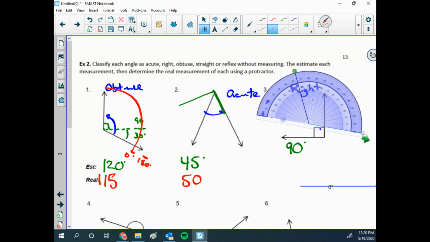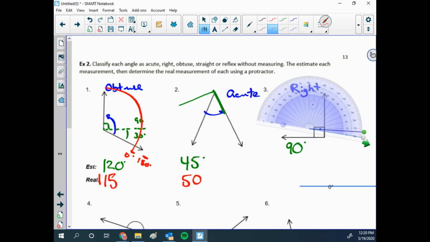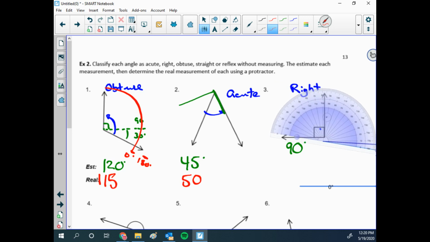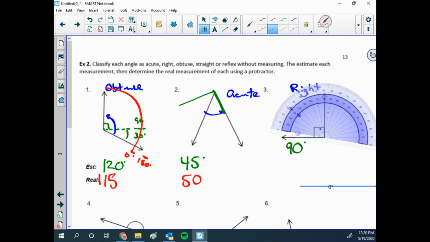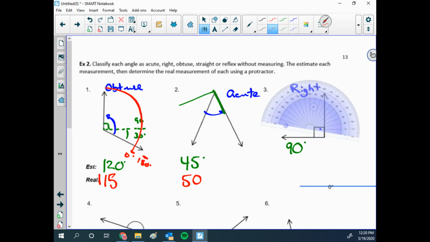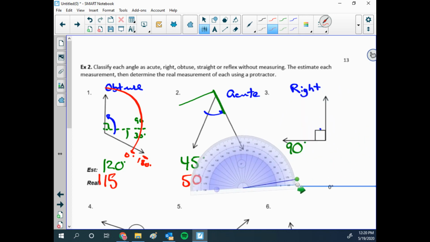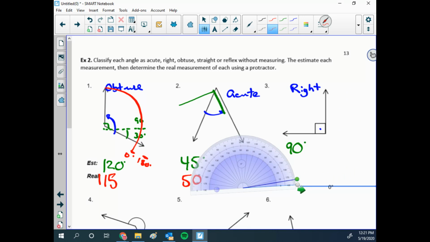So I put that on my vertex right there. Line it up. Okay. And if I measure that, if it lets me measure it without freaking out, it should be 90 degrees. Oh, I don't like using this protractor. Oh well, live and learn, right?